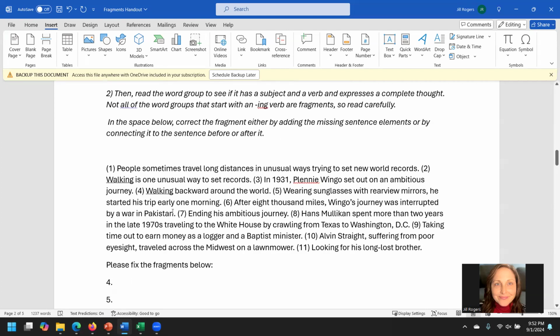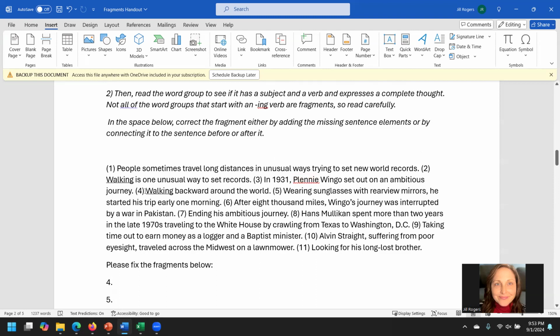So you need to fix sentence 4, which is the fragment, so you need to do something about that. It says, correct the fragment by either adding the missing sentence elements to it or connecting it to the sentence before or after it. In this case, let's see, does it fit with the sentence before or does the sentence fit after it? So let's read the sentence before it. In 1931, Funny Wingo set out on an ambitious journey, walking backward around the world.